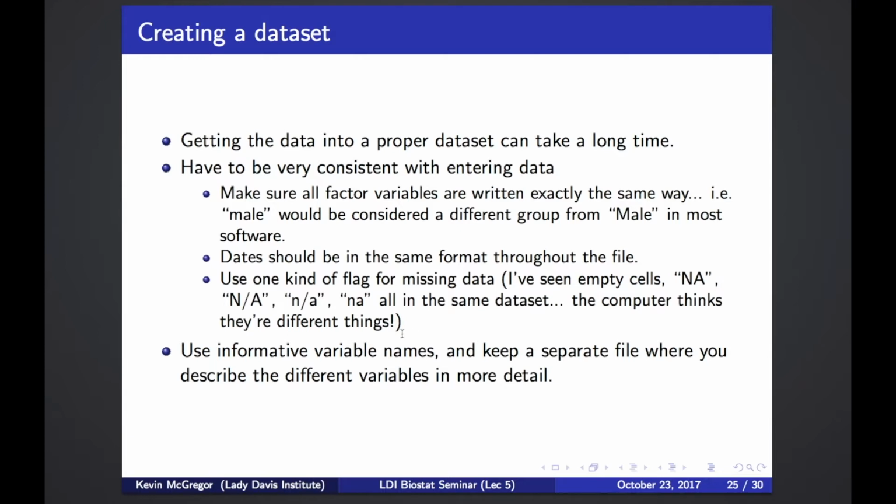And lastly, you want to make sure that the variable names you have are very informative, so there's no ambiguity as to what the variable is describing. And something that I sometimes see but don't always see is that it's always a good idea to have a separate file where you describe the different variables and what they represent in a little bit more detail than you can get from the variable name. It can be very, very helpful, especially if somebody else is going to look at your data set.